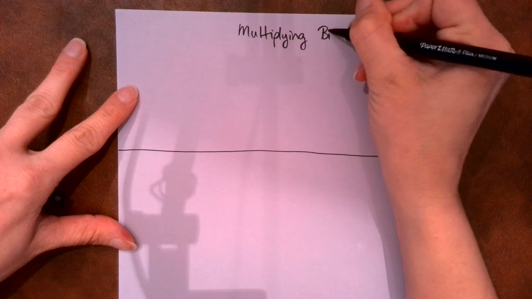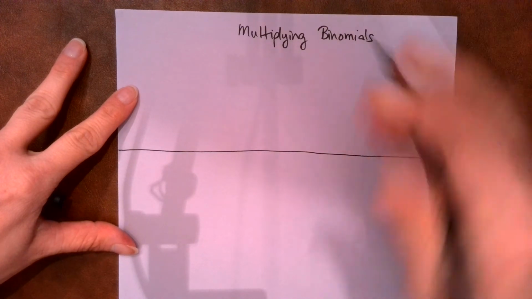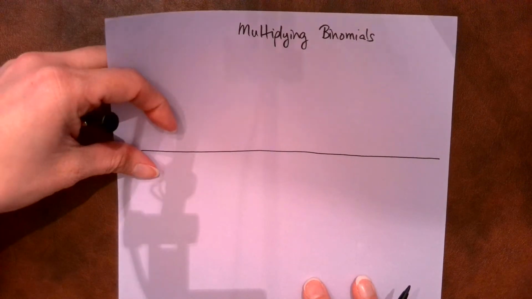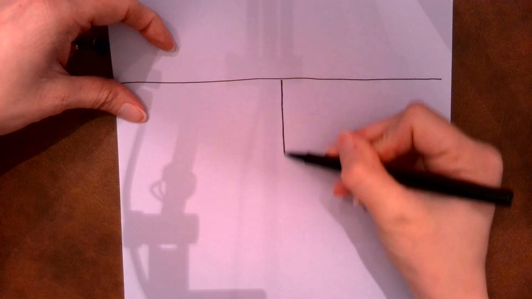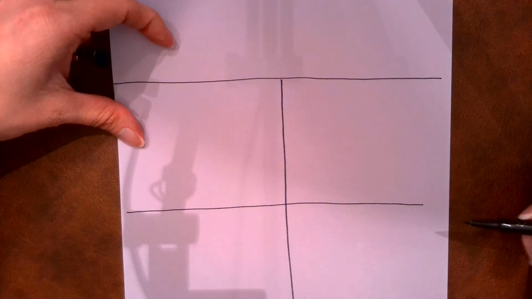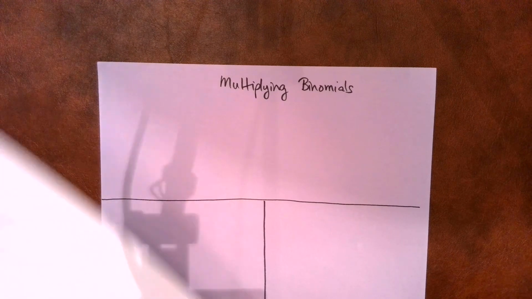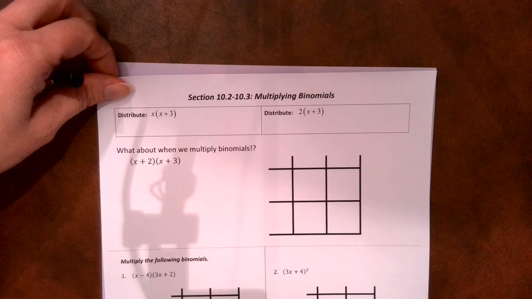multiplying binomials. Okay, and then down here we're going to have 4 examples that we're going to work on. Okay, there's going to be 4 examples. So up here at the top, multiplying binomials, the notes are going to go something like this.